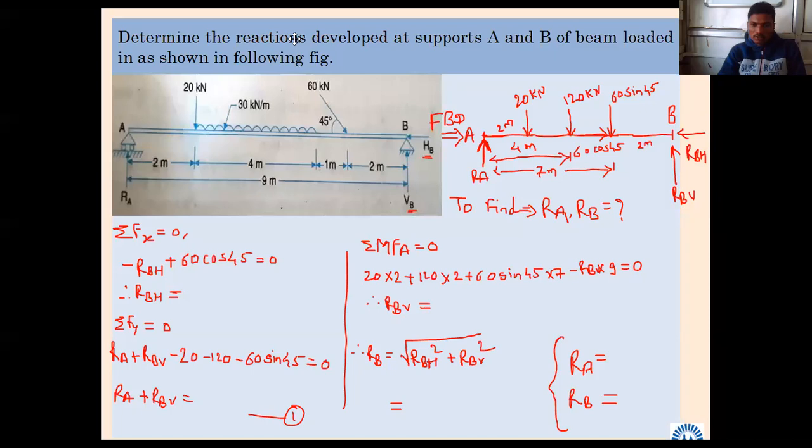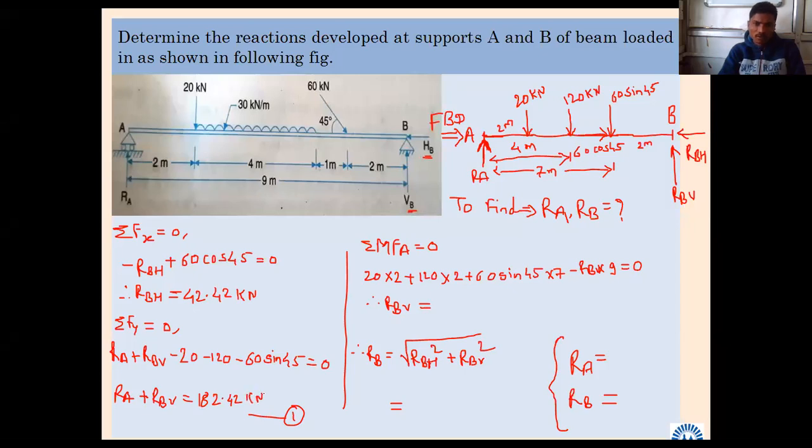Akanksha, roll number 10. Yes, sir. What is the value of RBH? RBH is equal to 42.42. 42.42 kilonewton. Okay, others please cross check. If there is a correction, you can. Then applying summation Fy equal to 0. What is this addition? RA plus RBV. You only tell, Akanksha. RA plus RBV is equal to 182.42. Okay. Others please check this.